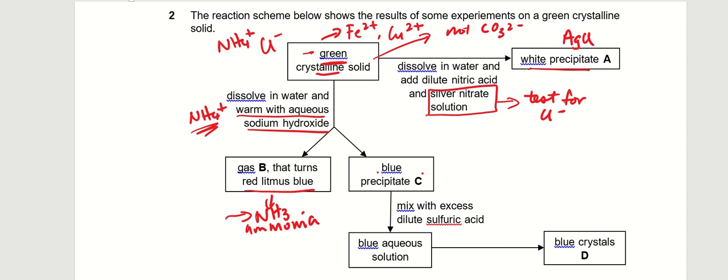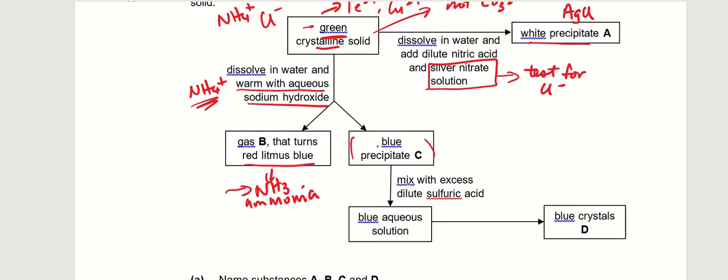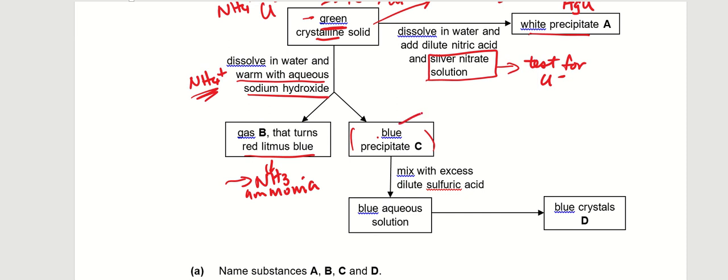We also get a blue precipitate with C. Now this blue precipitate definitely indicates the presence of the copper 2 plus ion, because after all we are testing with sodium hydroxide, which is used to test for cation. So the cation Cu2 plus is present, and the precipitate we get here will definitely be copper 2 hydroxide.